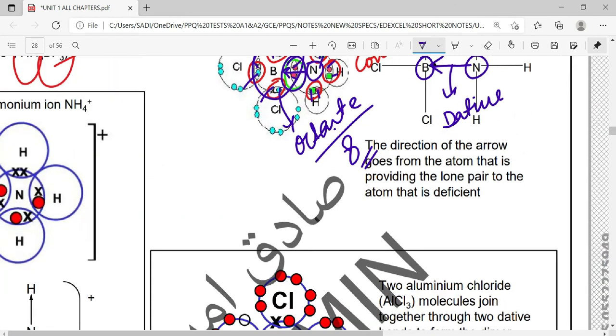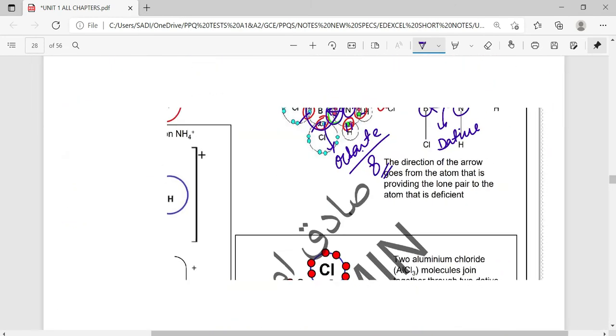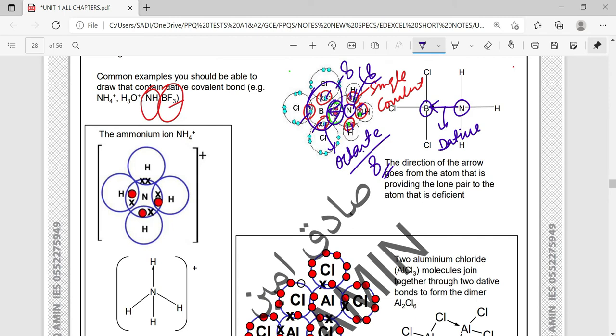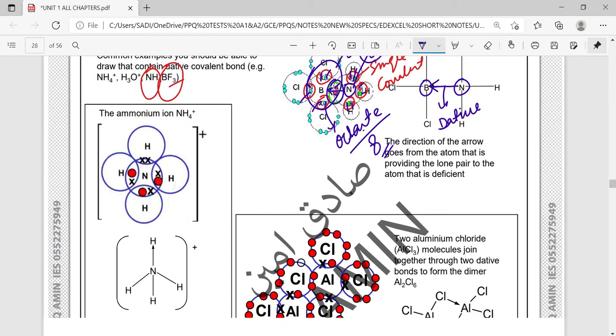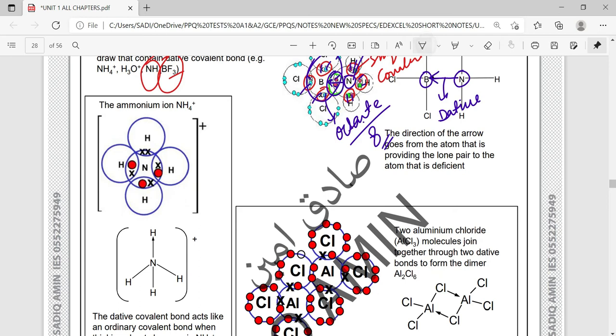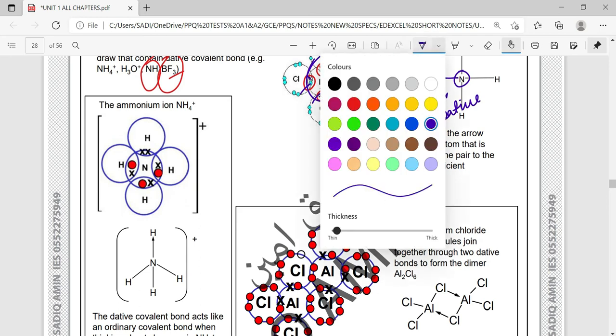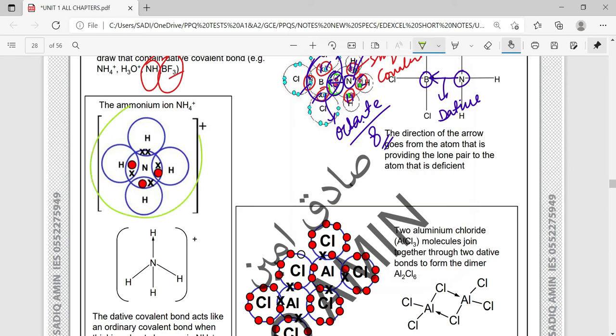Now you can see the structure of ammonia, once again the ammonium ion. Once again, this is the ammonium ion right in front of you. Okay, so this is the ammonium ion, and one of the hydrogens you can see. This is the pair of electrons which is not dot and cross. It is just provided from one side, right?